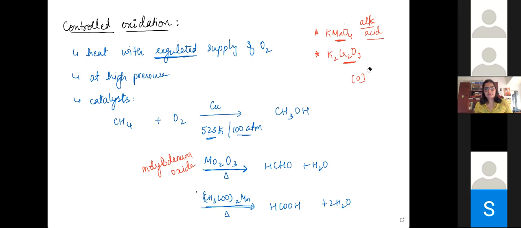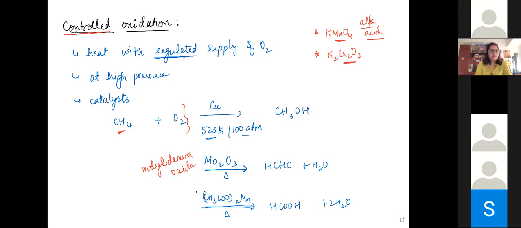On the second and third reactions, we are oxidizing the alcohol or CH4? No, CH4 only. If I write it this way, this is the reactant that's common to all the reactions. Depending on the catalyst, the temperature and the pressure, we'll get different products. So again, this is a controlled oxidation. You're controlling how much the reactant gets oxidized. You want it slightly oxidized, you get alcohol. Go a level higher, you get aldehyde. Go a level higher, you get acids directly.